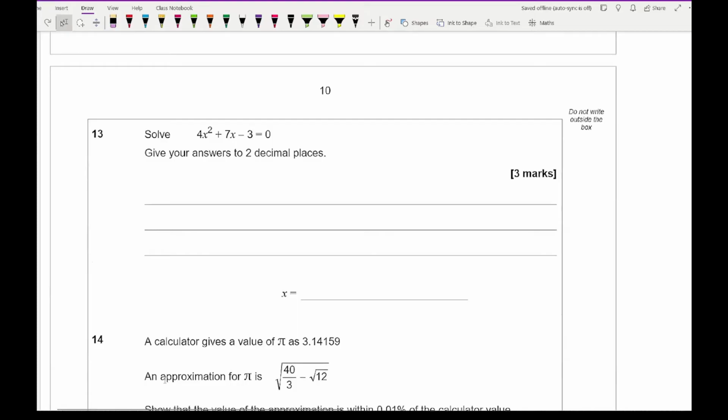Moving on to question 13, it says solve 4x squared plus 7x minus 3 equals 0, and we want to give our answer to 2 decimal places. Now, hopefully by telling us that we want our answer rounded to 2 decimal places, it basically means we need to use the quadratic formula.